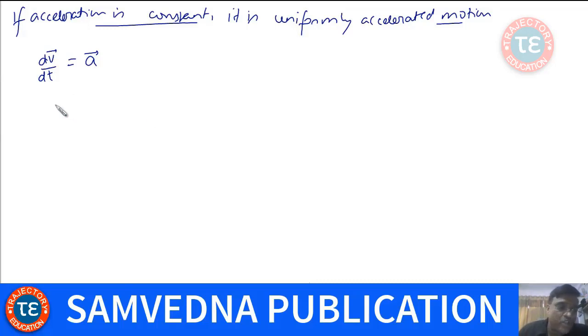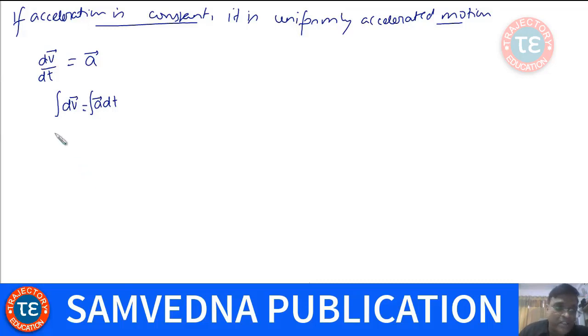So since this is a constant quantity, I can write this as... See, you must have introductory knowledge of calculus when you read this topic. If you don't have it, just go through some part of calculus, the initial chapter, and only then will you be feeling good at this chapter. So I can write this dv as a dt, and then I can integrate it.